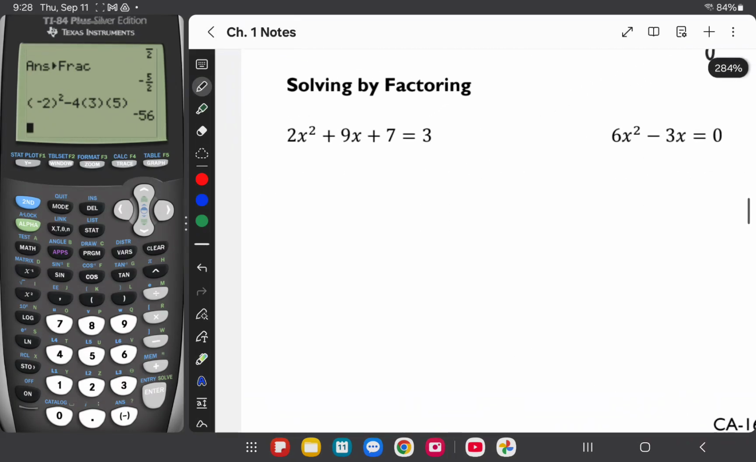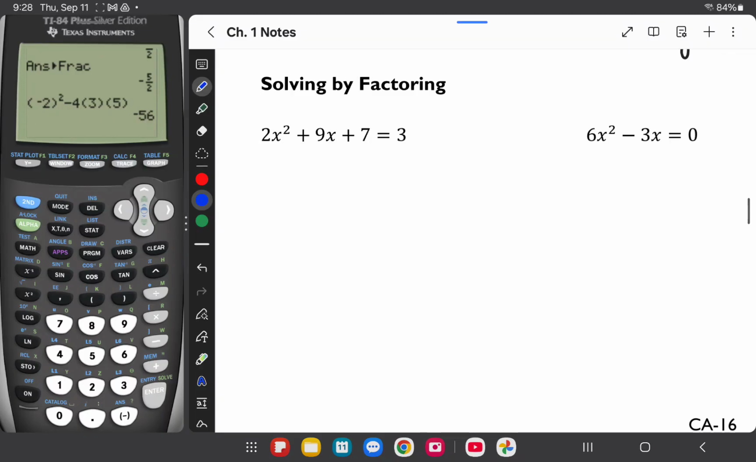For the first example, we've got 2x squared plus 9x plus 7 is equal to 3. So first thing we need to do in order to get this into its general form is we need to subtract 3 from both sides of our equation to give us 2x squared plus 9x plus 4 is equal to 0. Next is time to solve by factoring. Because we have a leading coefficient greater than 1, we're going to have to multiply that by our c value. So 2 multiplied by 4 is 8. Then we need numbers that multiply to be 8 that also add to be 9. Those two numbers are going to be 1 and 8.